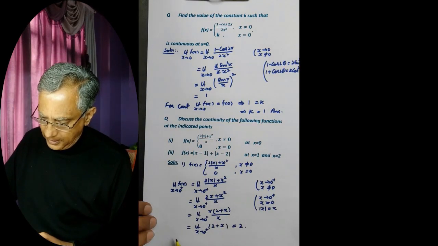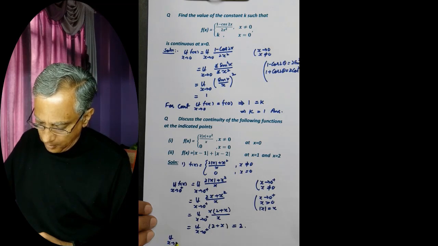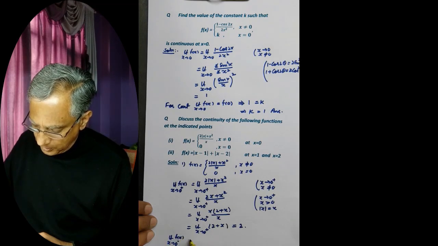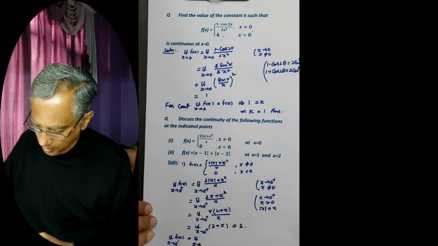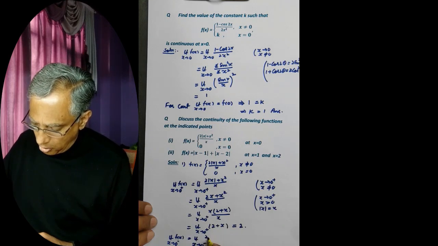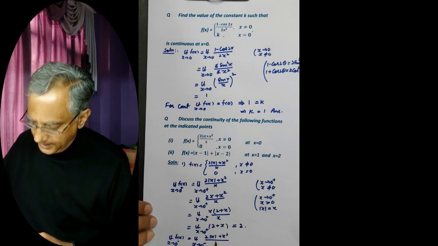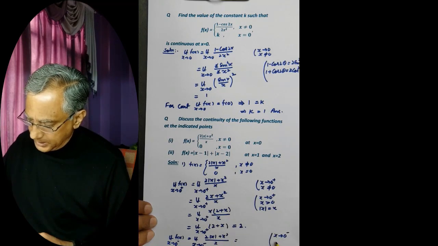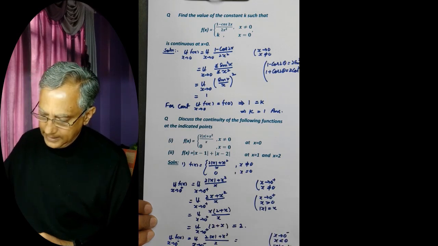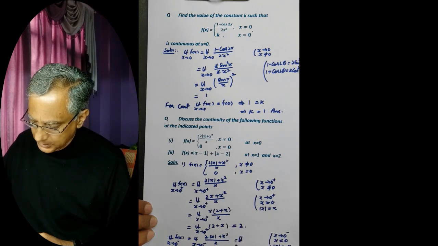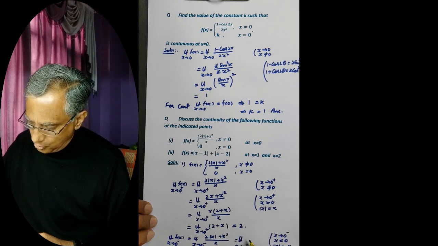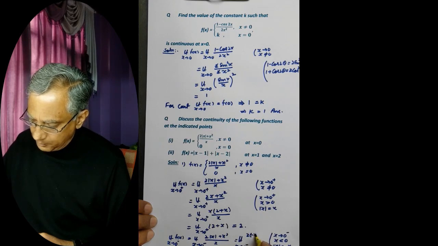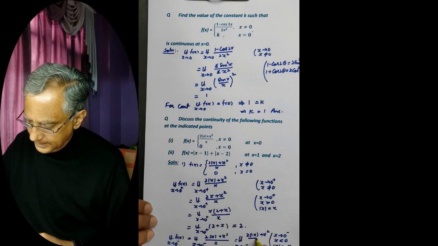And similarly, limit x approaches 0 from the negative side f(x) will be equal to limit x approaches 0 from the negative side (2 mod x plus x square) divided by x. As x approaches 0 from the negative side, x is less than 0. Therefore mod of x will be equal to minus x. So we will get limit x approaches 0 from the negative side (2 into minus x plus x square) by x.